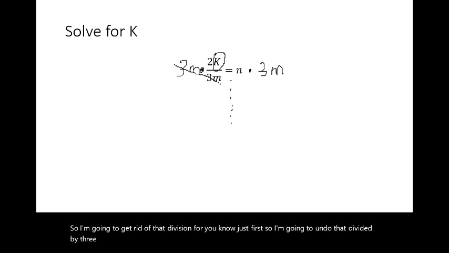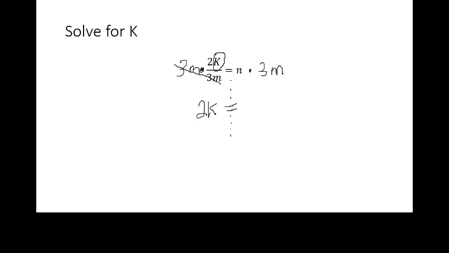So then left over on the left we have 2k, and then on the right 3m times n is going to be 3mn. Then I'm going to finish getting k by itself by undoing this multiplication and dividing both sides by 2. And that gives me k equals 3 times m times n divided by 2.